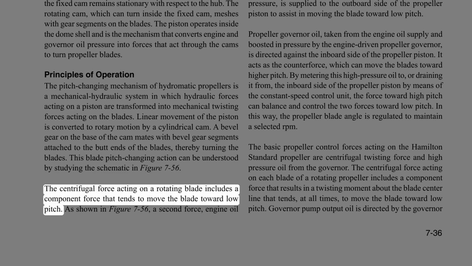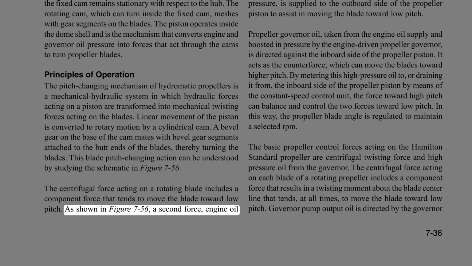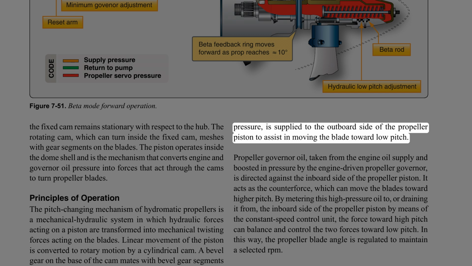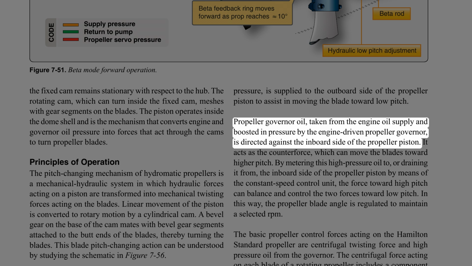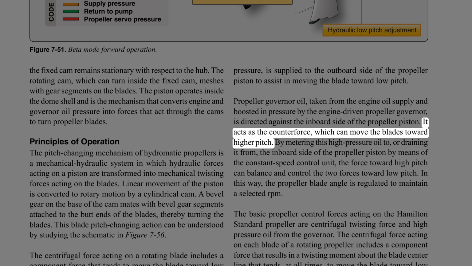The centrifugal force acting on a rotating blade includes a component force that tends to move the blade toward low pitch. As shown in Figure 7-56, a second force, engine oil pressure, is supplied to the outboard side of the propeller piston to assist in moving the blade toward low pitch. Propeller governor oil, taken from the engine oil supply and boosted in pressure by the engine-driven propeller governor, is directed against the inboard side of the propeller piston. It acts as the counterforce, which can move the blades toward higher pitch.